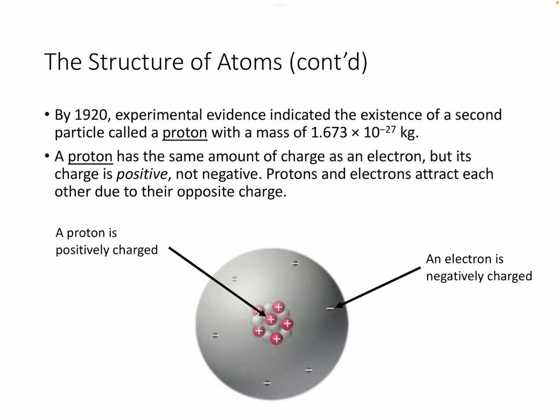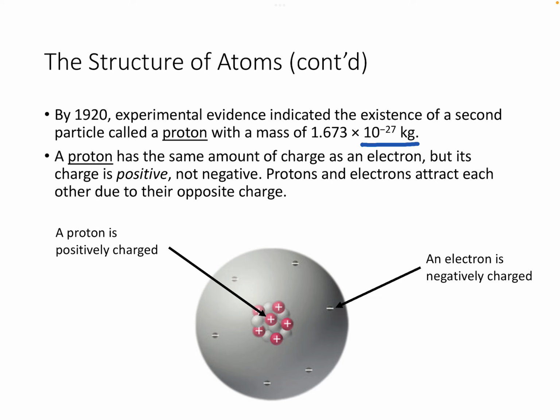By 1920, experimental evidence indicated that there was a second particle within the atom, and they called that particle a proton. And protons are also fairly small, but they are more massive than an electron. So their mass is about 1.6 times 10 to the negative 27th kilograms. Now, a proton has the same amount of charge as an electron, but its charge is positive instead of negative. So protons and electrons can attract each other because they have opposite charge.